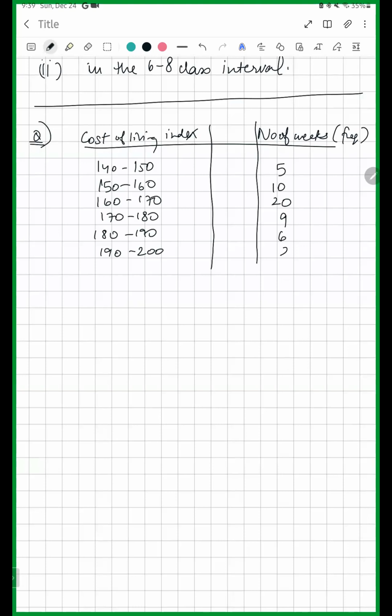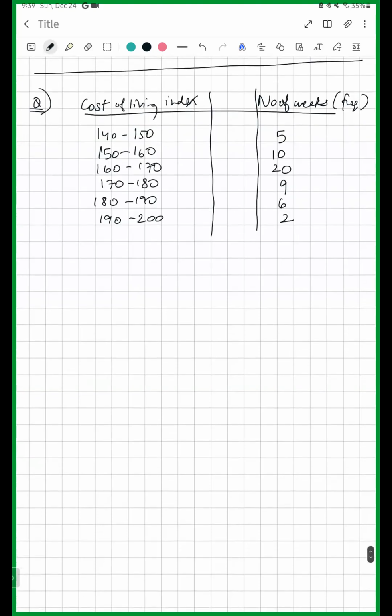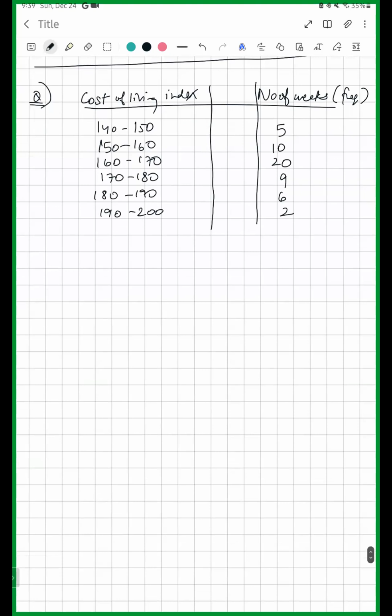Now imagine if you were asked to make first a histogram. If you were asked to make a histogram, what would it look like? So first let's try to make a histogram so that we can understand the relation between a frequency polygon and a histogram. Since this is continuous, as you can see, the class intervals are continuous. This one is ending on 150 and this one is starting on 150, and the same is for each of them. It is continuous, right?